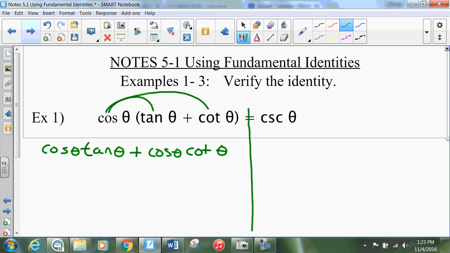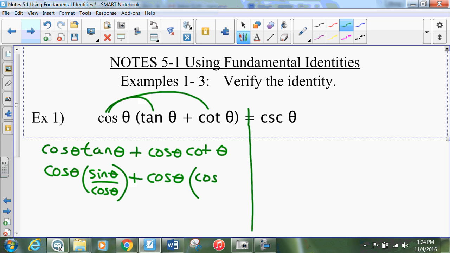And so I look at this and nothing pops out at me. So when a strategy isn't readily available, I can choose to use my identities and turn everything into sines and cosines. Cosine obviously already is in terms of cosine and sine. So tan theta, I remember with my identities, is sine theta over cosine theta. So I use my identity and substitute it in. Instead of rewriting tan theta, I use the fact that tan theta equals sine theta over cosine theta. Then I bring down the plus. Cosine is fine the way it is, and I think about cotan theta. Cotan theta equals cosine over sine.